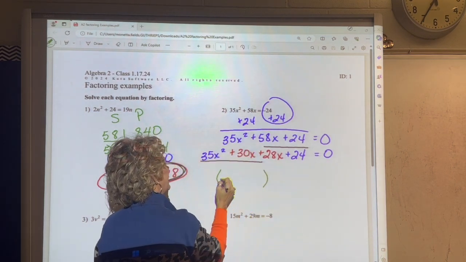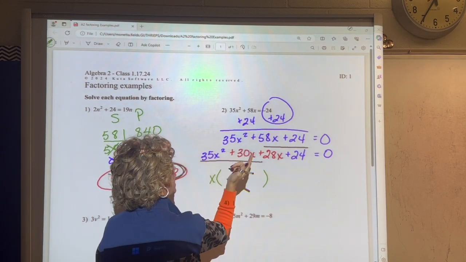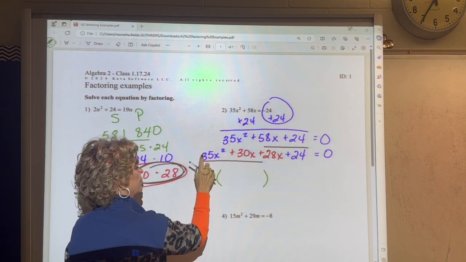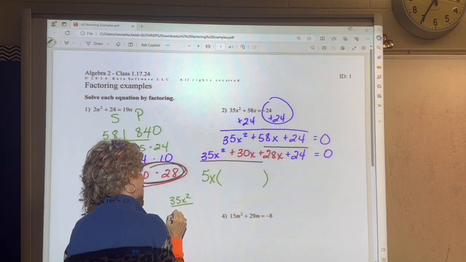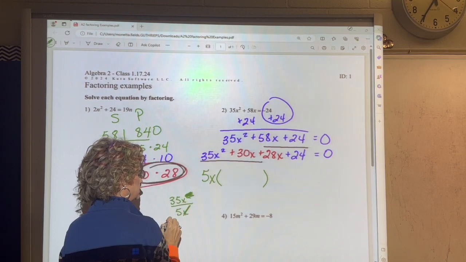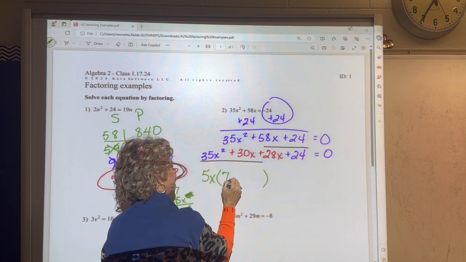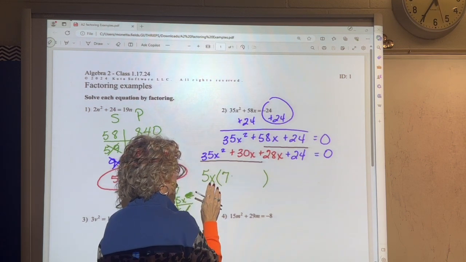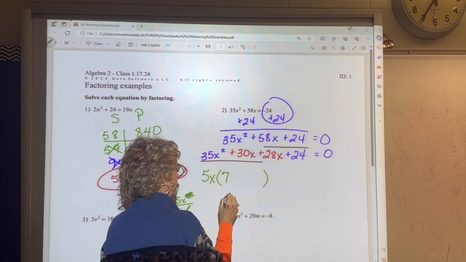I know when x comes out of both of them, 35 and 30, a 5 goes into both of those. So 35x squared, I'm taking 35x squared, and I'm dividing by 5x. One x cancels with this one. 5 goes into 35 7 times, so I'm left with 7x. And is that what I want to do? Yeah, I want to leave it in green.